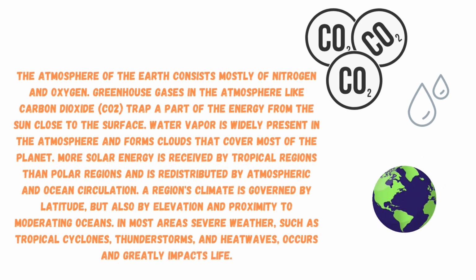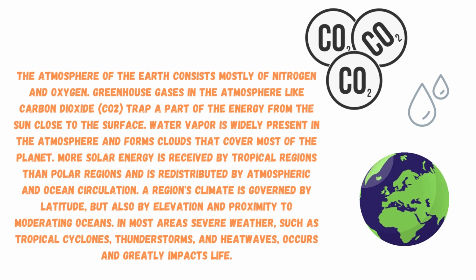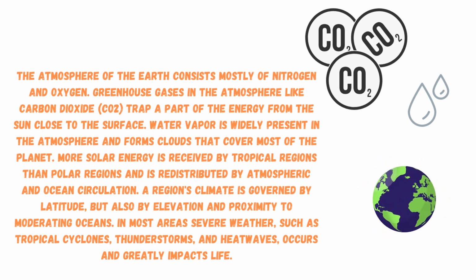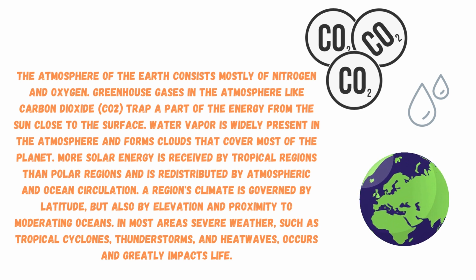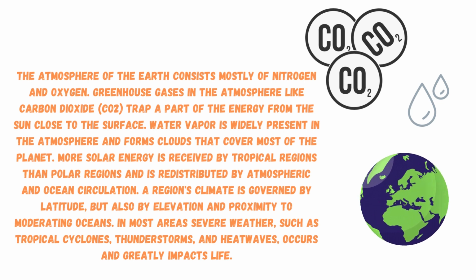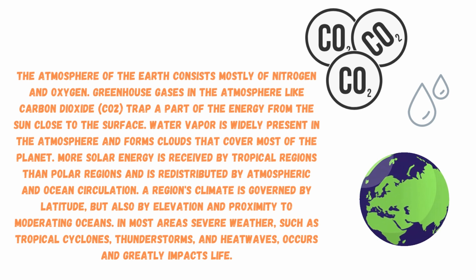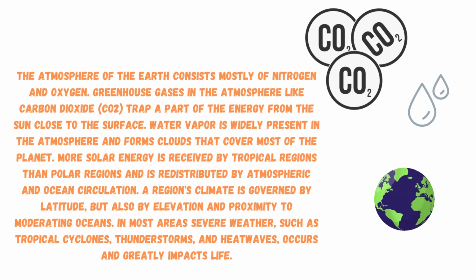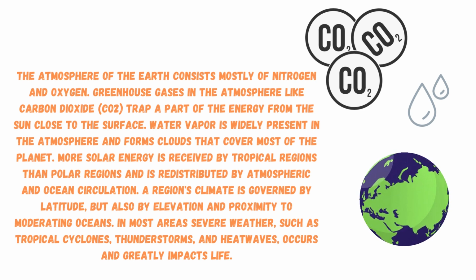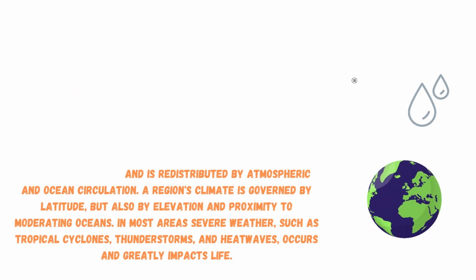More solar energy is received by tropical regions than polar regions and is redistributed by atmospheric and ocean circulation. A region's climate is governed by latitude, but also by elevation and proximity to moderating oceans. In most areas, severe weather, such as tropical cyclones, thunderstorms, and heat waves, occurs and greatly impacts life.